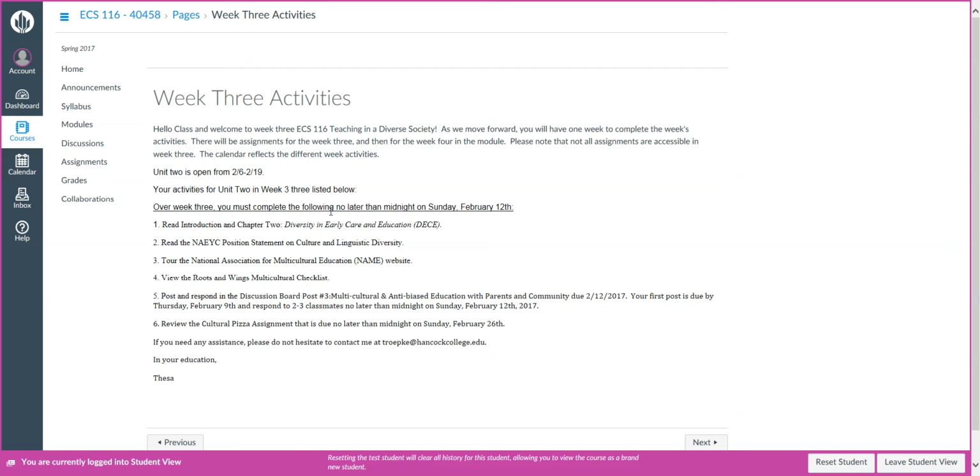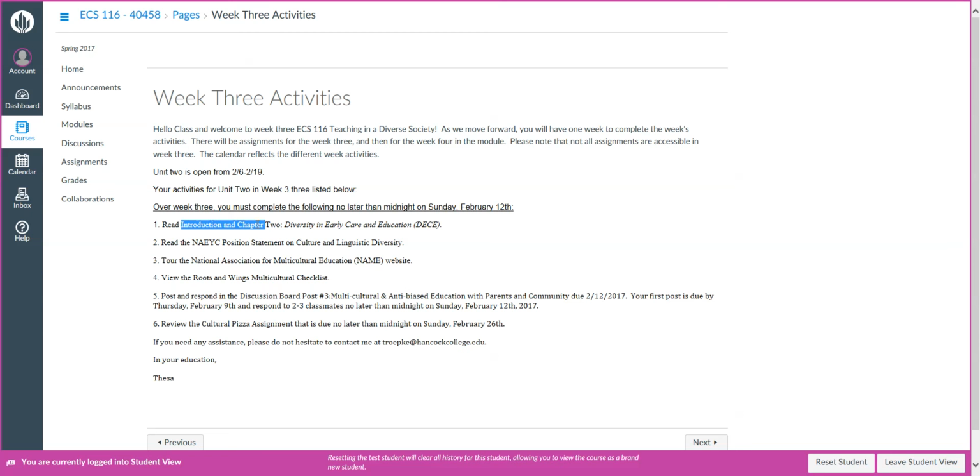For this week, I'm asking for you to complete all of these items by Sunday, February 17th. Please know that there is a trigger, and the trigger date is Thursday, the beginning of the week. So I'm asking for you to log in by Thursday minimally to post to our discussion board, and then you have to log back on to respond to classmates by Sunday, February 12th. And again, all items are due by midnight.